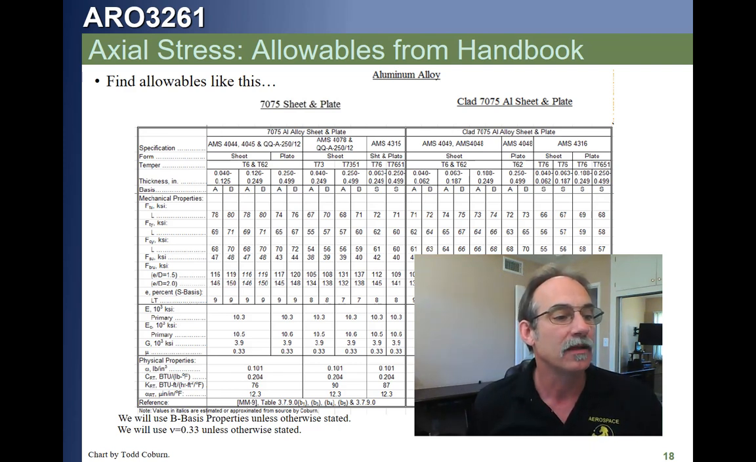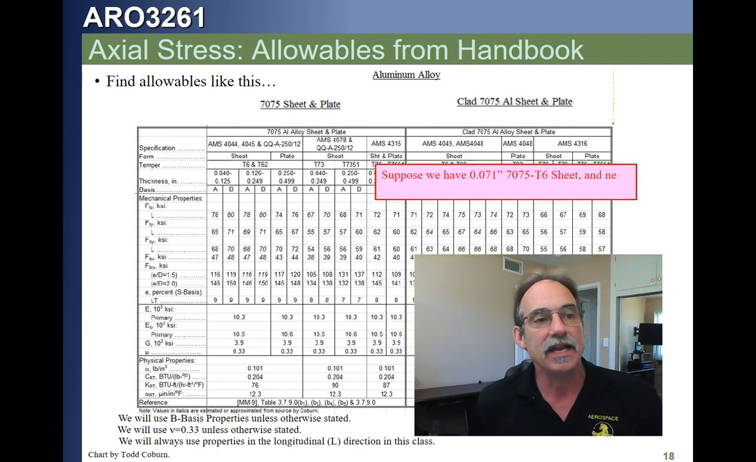Okay, so we're going to go, and let's say we have a 0.071 inch thick 70-75 T6 aluminum sheet, and we need to evaluate the tension strength. Well, first we're going to say, okay, we're looking for 70-75 aluminum. It looks like we got aluminum here, 70-75.